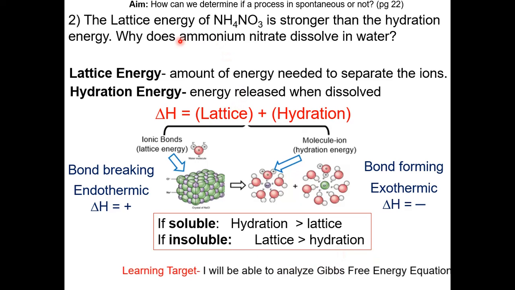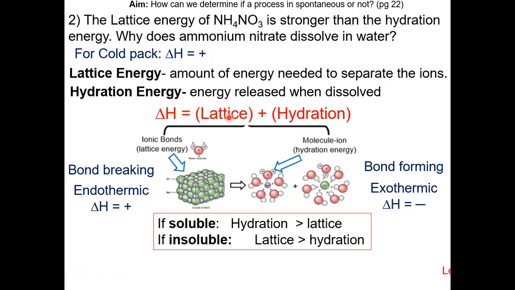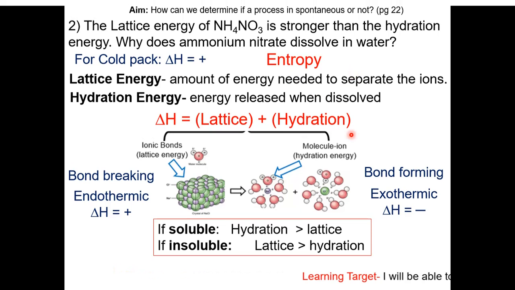If that's the case, why does ammonium nitrate dissolve in water in the cold pack? The lattice energy of ammonium nitrate is stronger than the hydration energy, because in a cold pack, it is endothermic. The delta H is positive. The lattice energy is greater than hydration. Therefore, the reason cannot be about enthalpy, but about entropy. The reason why ammonium nitrate dissolves in water is because entropy increases when you mix things together. So in this lesson, we will discuss which is the dominating factor, entropy or enthalpy.